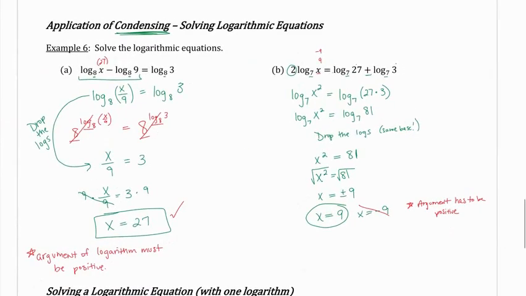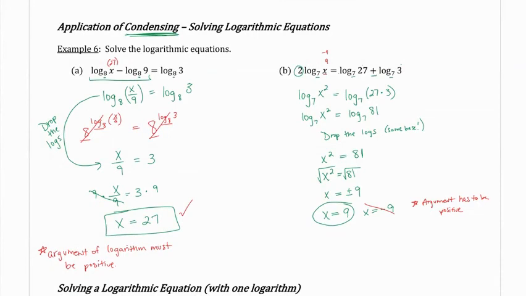Okay. All right, so there's how to solve logarithmic equations by using condensing. We can condense them down to one logarithm on each side that has the same base. We can then just drop the logs and solve the equation that's left over. So then you just got to make sure your argument's positive.